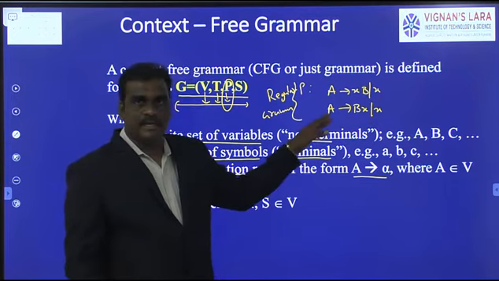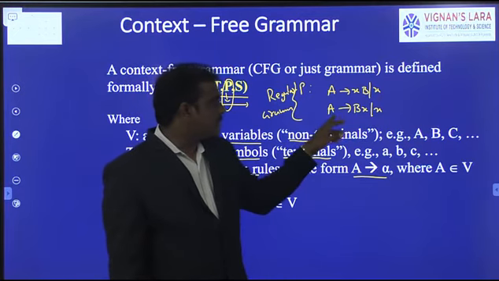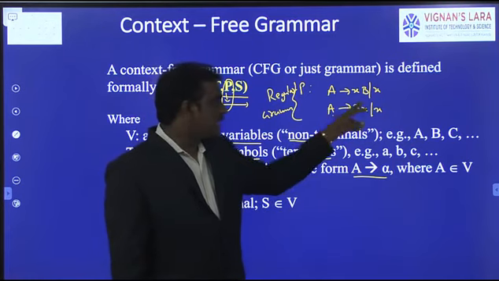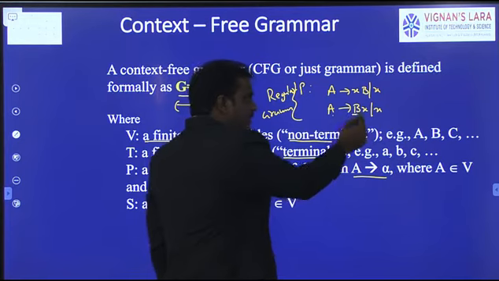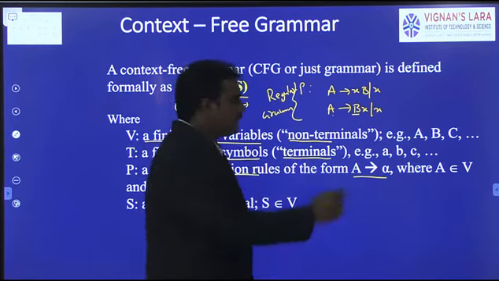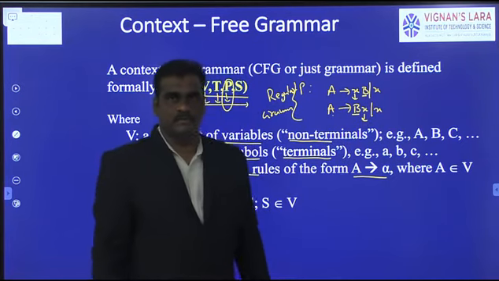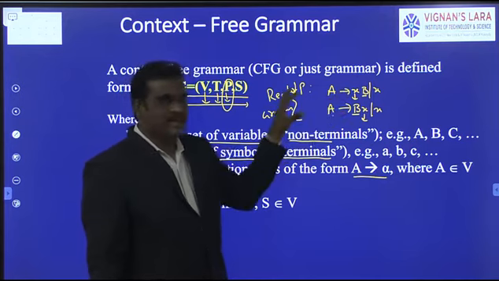Suppose you take the left linear grammar, meaning the production rules are of the form A to BX or X. So here also the production left hand side is a single non-terminal symbol. The right hand side starts with a single non-terminal symbol followed by a string of terminals, whereas here it starts with a string of terminals and ends with a single non-terminal symbol. So these are the rules in regular grammar.